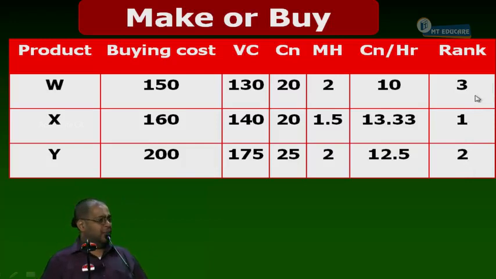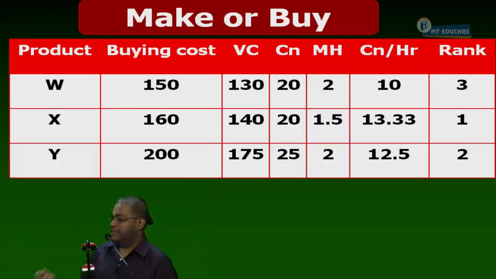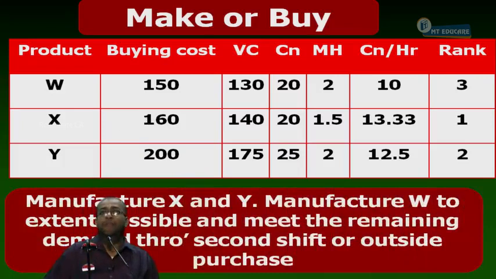Whatever is not possible for W, what should I do? Don't say buy; it can be buy or second shift, whichever is viable. Are you following what I am saying? The viability question always comes once I cross this table. Now see this: manufacture X and Y, then manufacture W to the extent possible, and then meet the remaining demand through second shift or outside purchase. That should be decided based on viability or feasibility.